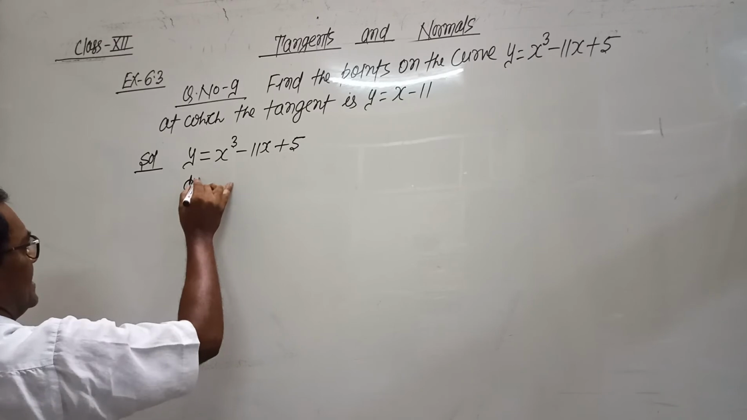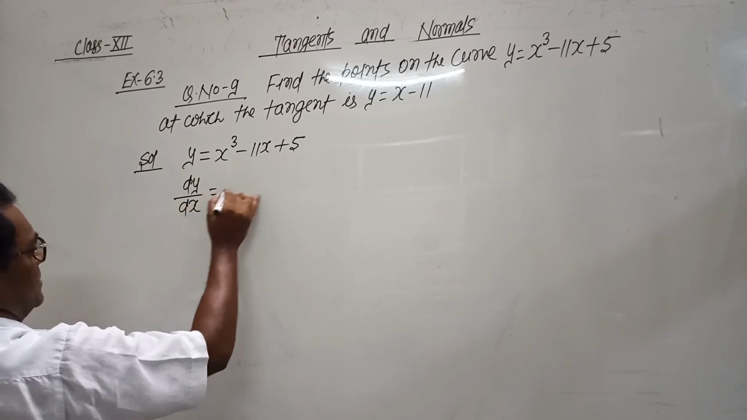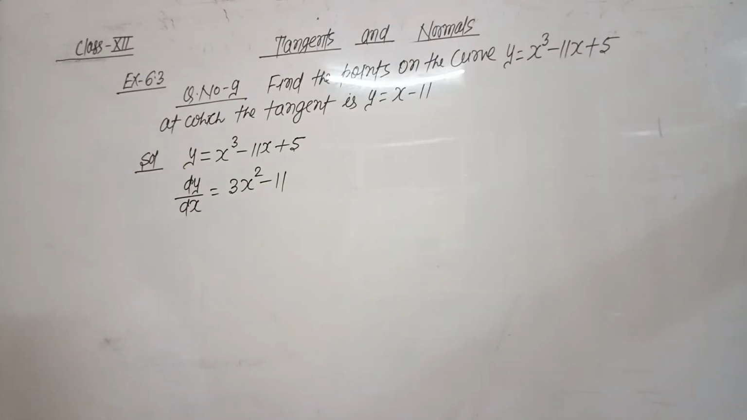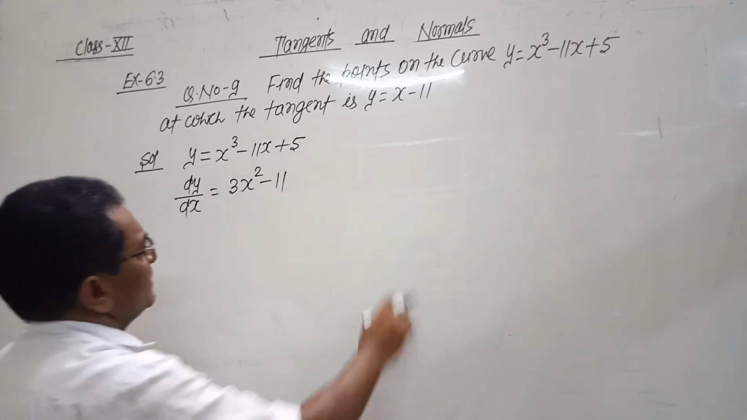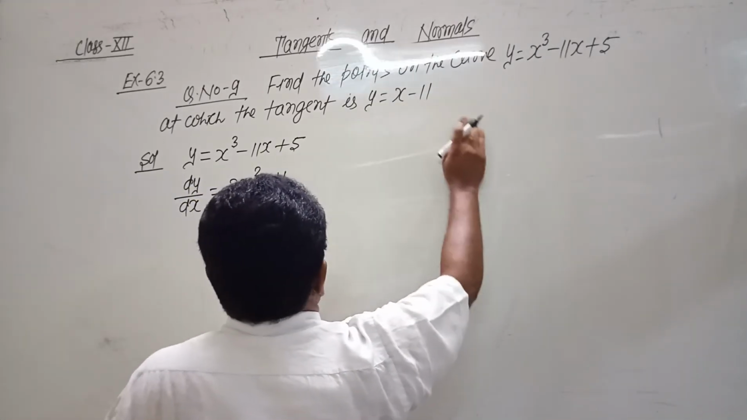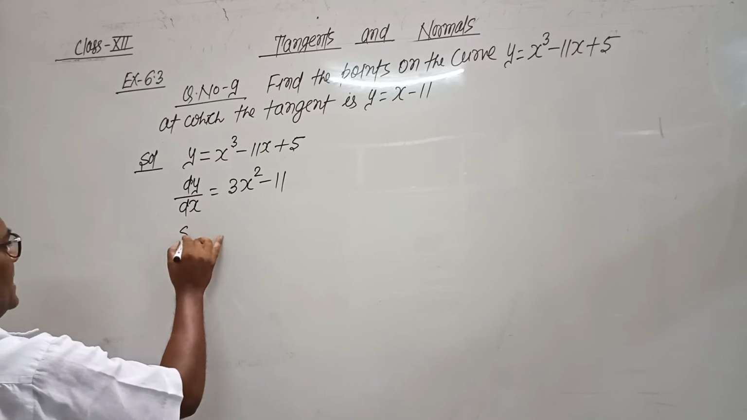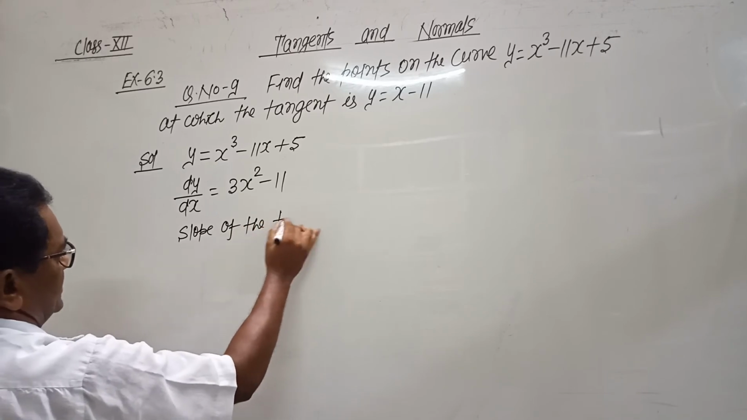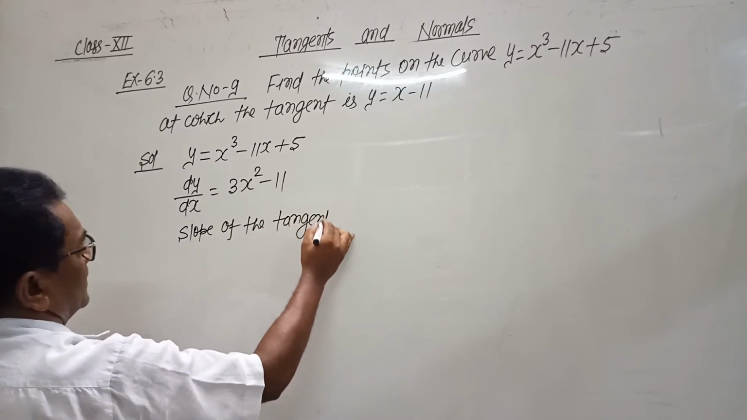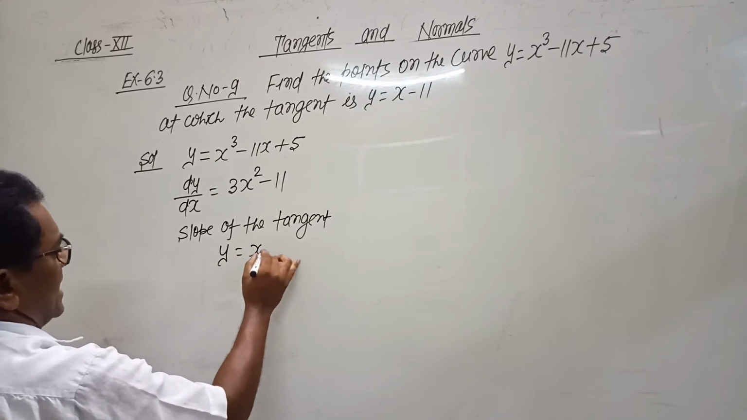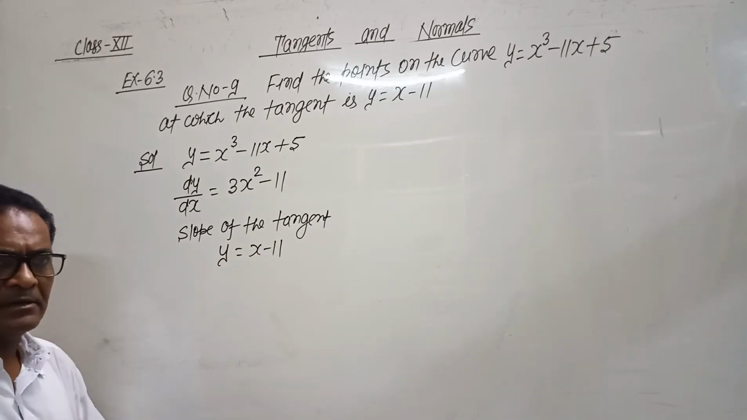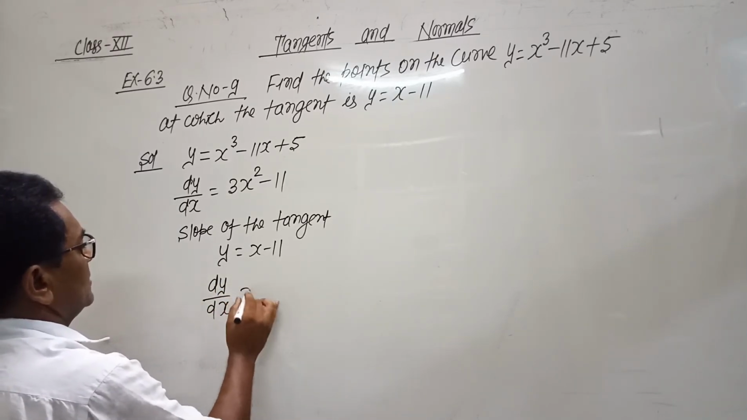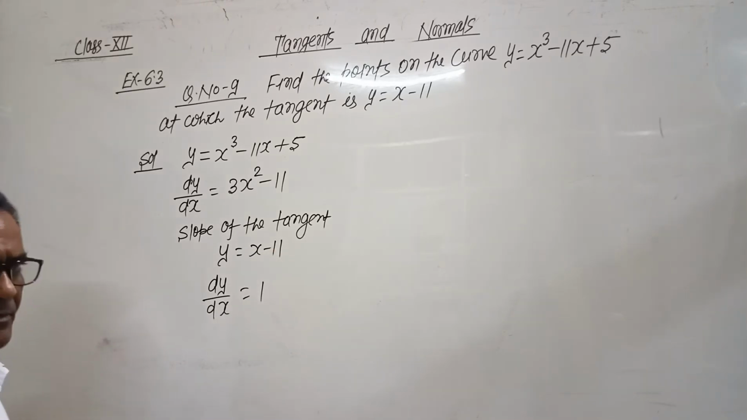We find dy by dx. So dy by dx equals 3x square minus 11, and the differentiation of 5 is 0. Again, we will also find the slope of the tangent. y equals x minus 11 is the equation of a line, meaning the equation of the tangent. We will find its slope. So dy by dx equals 1, and the differentiation of 11 would be 0.